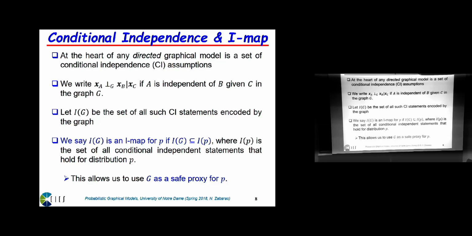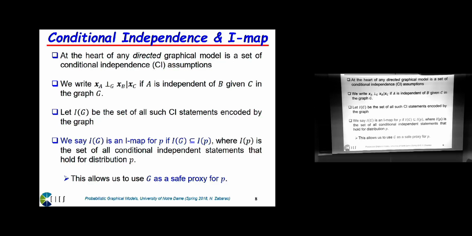Now what you need to keep in mind here is that the distribution P may satisfy additional independence relations not implied by the graph, but every independence relation implied by the graph is satisfied by the distribution P. Okay? That's why the idea here is you can use it as a safe proxy for P.